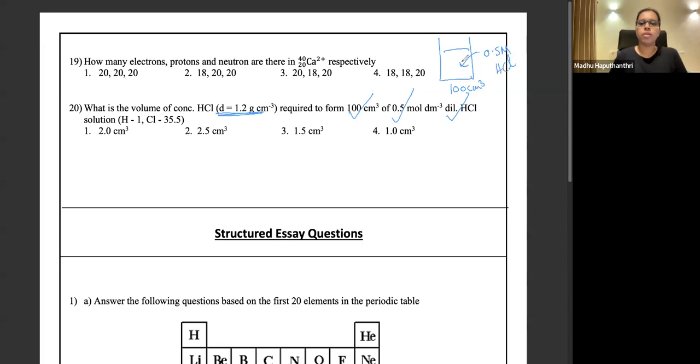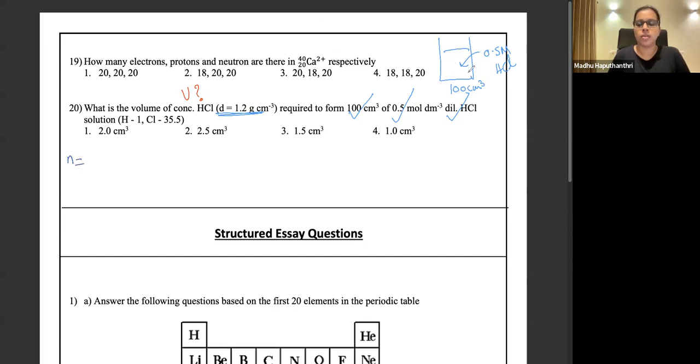To form this one, you are given the conc HCl solution. I'm asking, what is the volume? What is the volume you have to take from this in order to prepare this? Right. First of all, we'll find the number of moles of HCl we intend to get in here. How many HCl moles do we want?